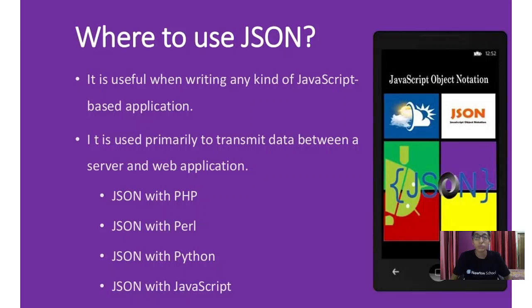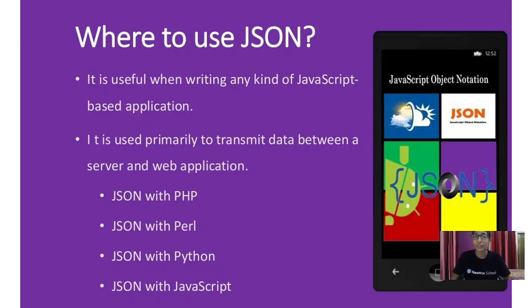It is primarily used to transmit data between the server and a web application. The web application and the server have an interconnection using API transmission, API creation, API system interchange, and so on. It is always used primarily, not secondarily, to transmit data between the server and the web application. And now, where can we use JSON?